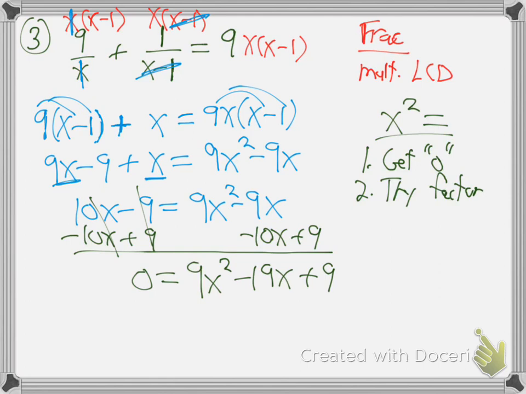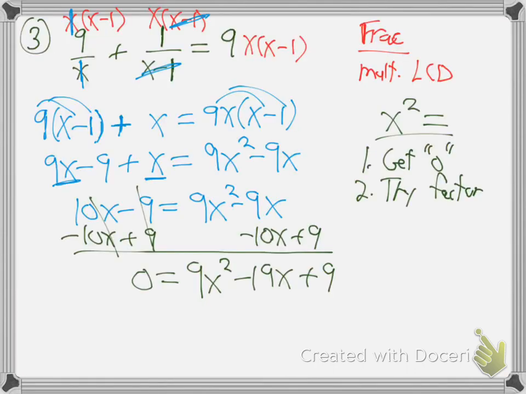So we got a 0. And I'm not going to try to factor. I don't like to factor when there's a number in the front. That's the slide and divide, and that's kind of a big pain. So I'm just going to do the quadratic formula. Go to a fresh screen over here. So we have 0 equals 9x squared minus 19x plus 9.